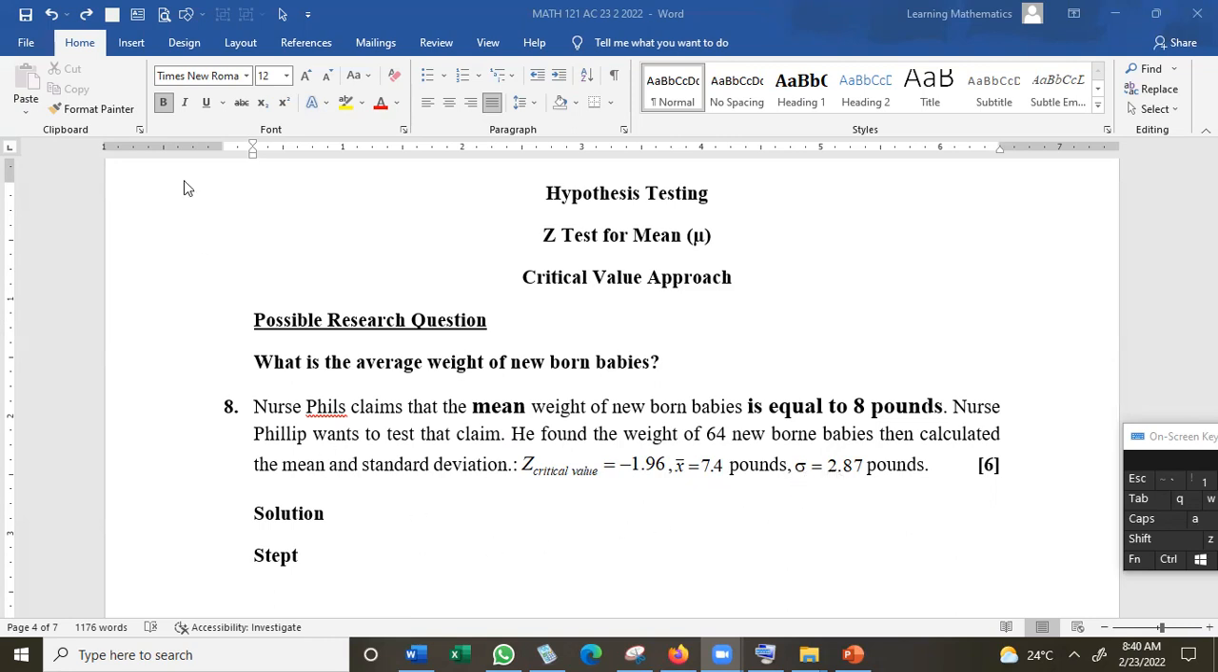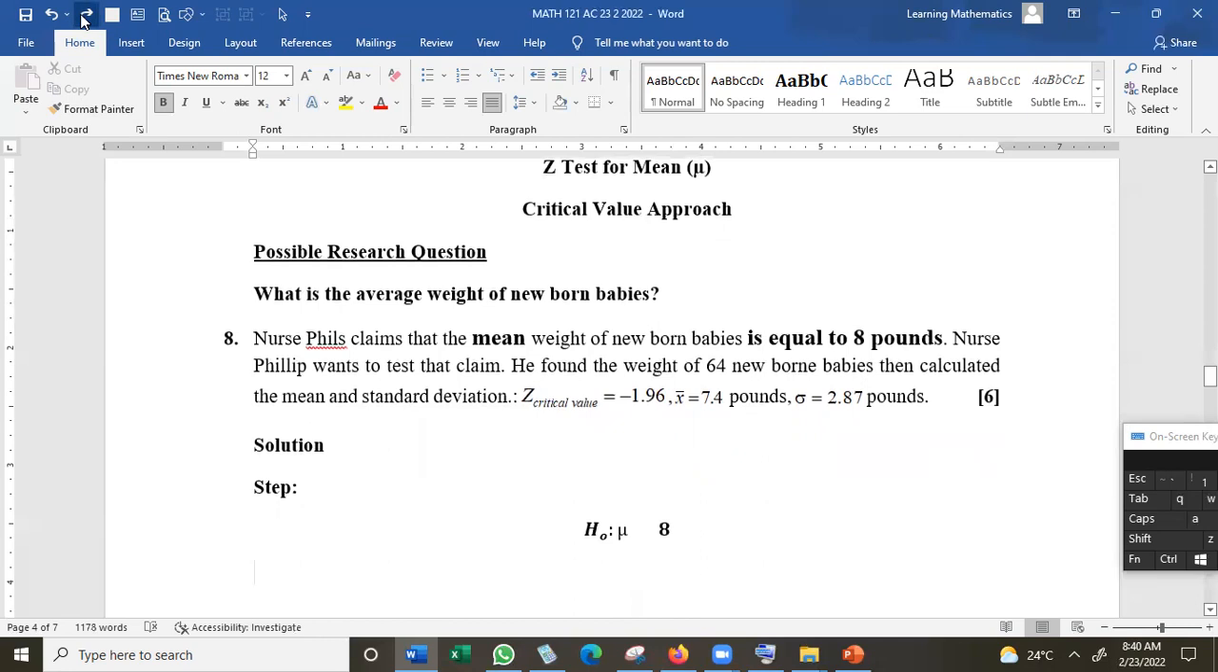Okay, so step number 1, you have to state a pair of hypotheses. What we have to do now is convert that worded hypothesis to symbolic form, because it's a z-test for mean. The pair of hypotheses in step number 1 must be the H0 and the HA. The symbol for mean is mu, and we have 8. So what we need now is the symbol for the equal sign.